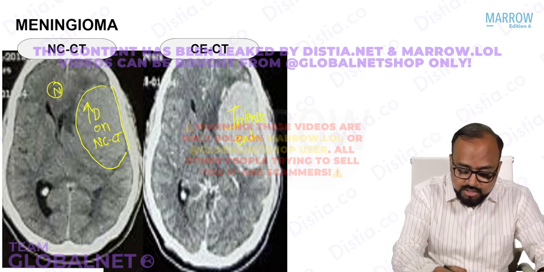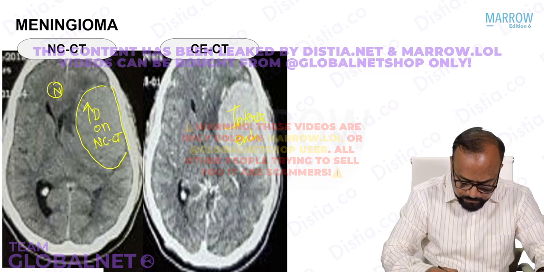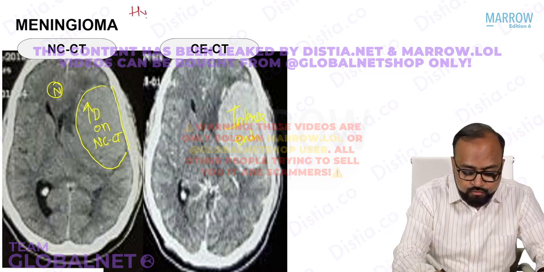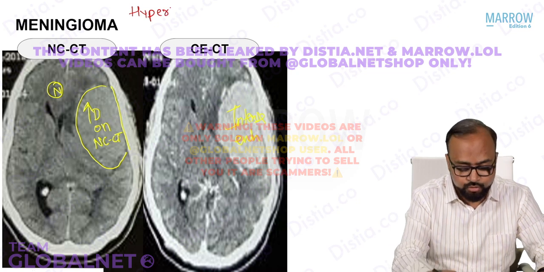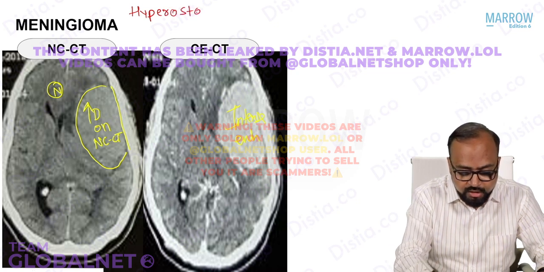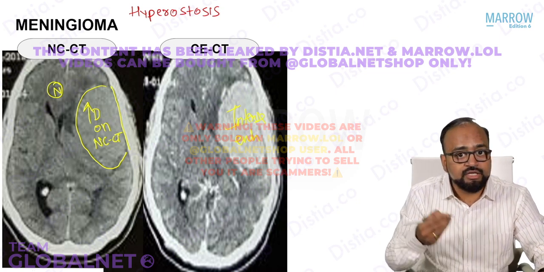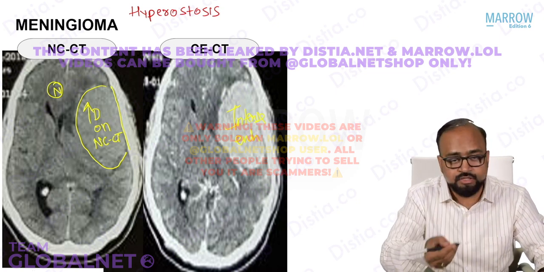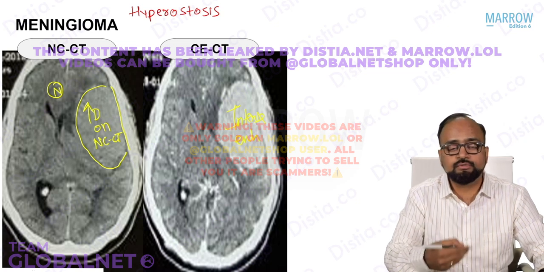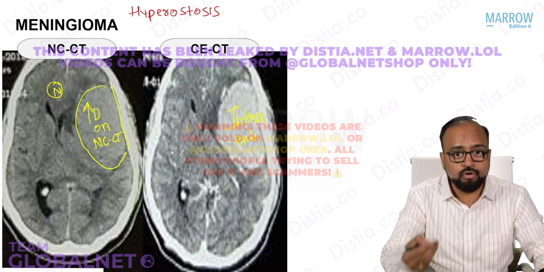Remember, meningiomas are also associated with hyperostosis of bone. These are all peculiar features I want you to know. So they are associated with hyperostosis, thickening of the bone. They are associated with dilatation of adjacent paranasal sinuses. If it is in the basifrontal area, it will be associated with enlargement of the frontal sinus.